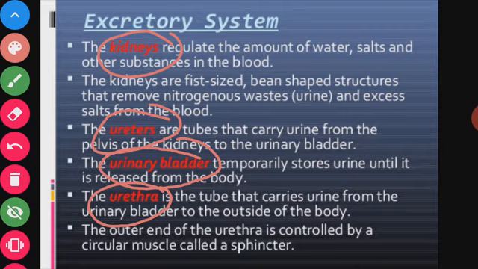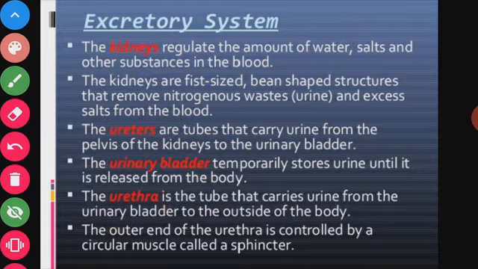The waste substances filtered by the nephrons form the urine. Those waste substances are transferred from the kidneys to the urinary bladder through the ureters. The ureters are tubes that carry urine from the pelvis of the kidney to the urinary bladder. The urinary bladder temporarily stores urine until it is released from the body.